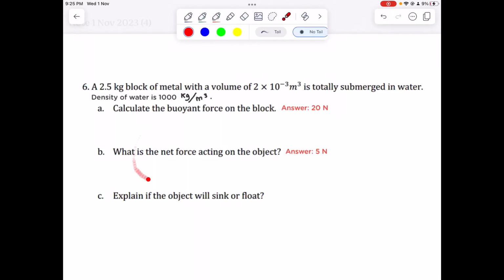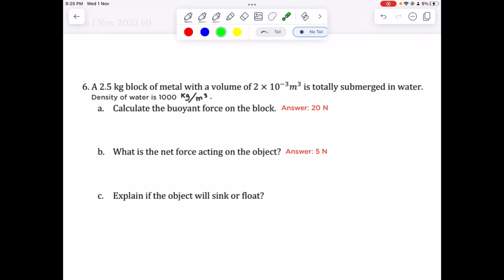This simple problem is on buoyancy. A 2.5 kilogram block with a volume of 2 times 10 to the power of negative 3 meter cube is totally submerged in water. The density of water is 1000 kilogram per meter cube. Calculate the buoyant force on the block.